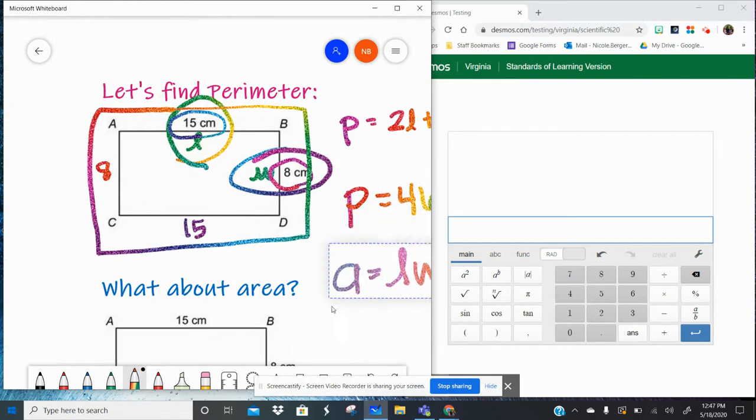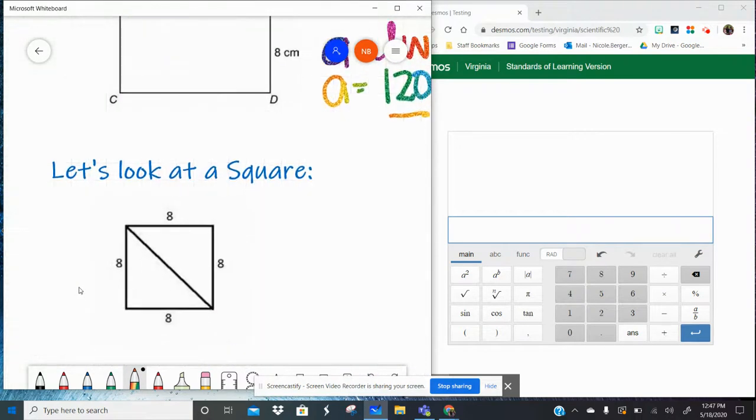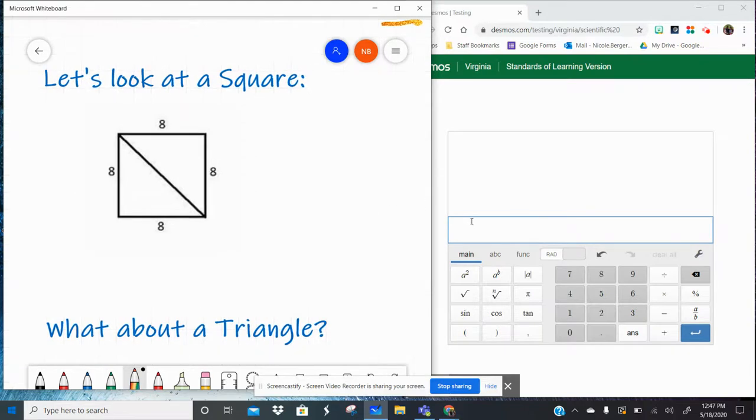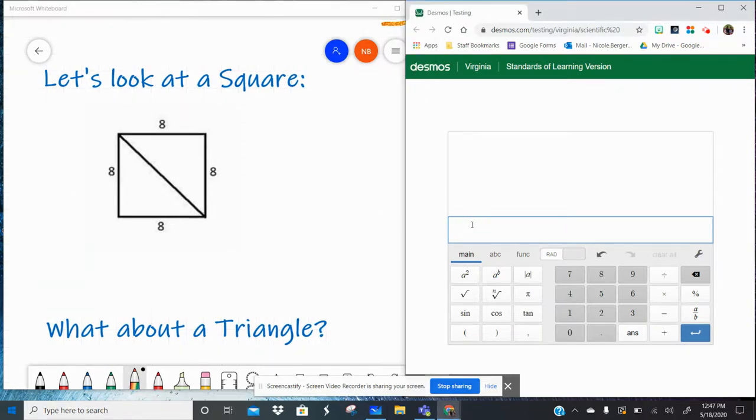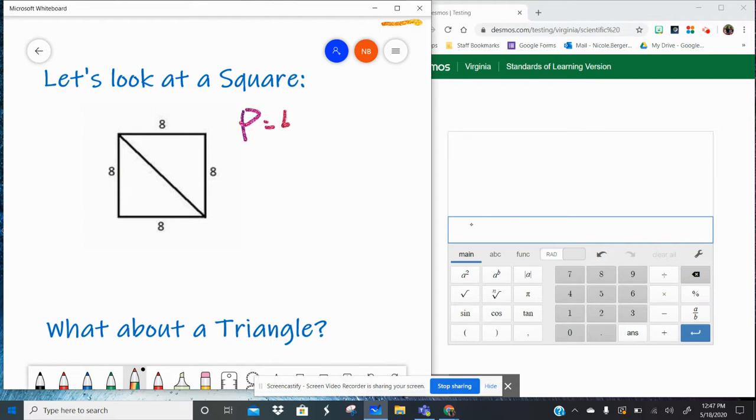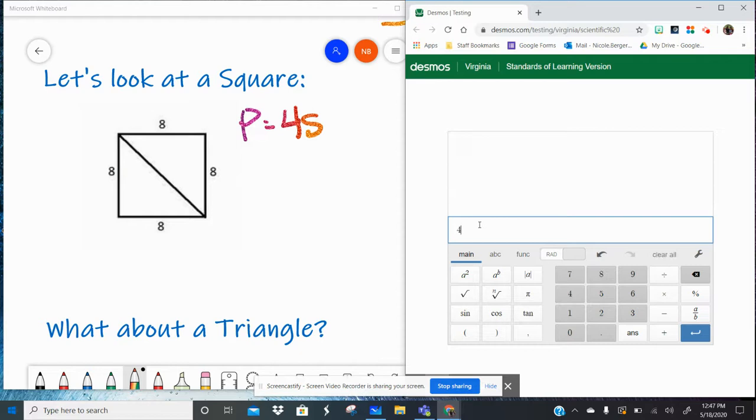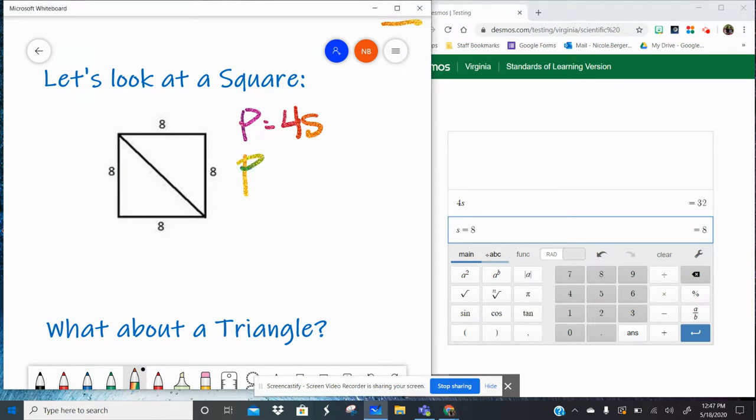So let's go back down to our square. Boom, here it is. And let's find area and perimeter. Again, perimeter, the formula is 4s. So I can come over to my Desmos, type in 4s, and then tell my Desmos calculator s equals 8. And we know that the perimeter equals 32. Let's call these meters. 32 meters, right? Let's say the square is in meters. Who knows, right? So 4 times 8, right? We probably didn't even need the calculator for that one.